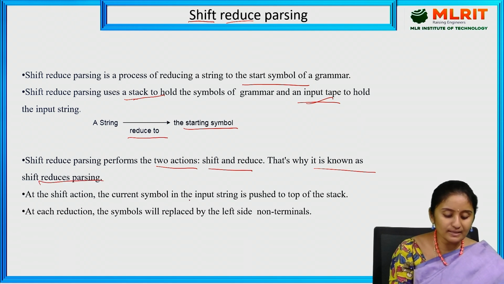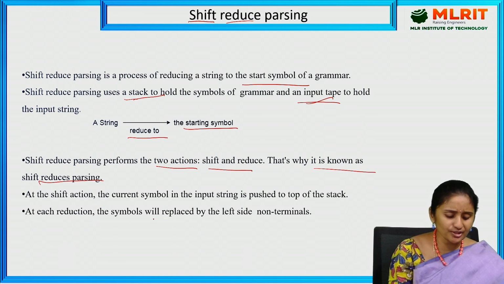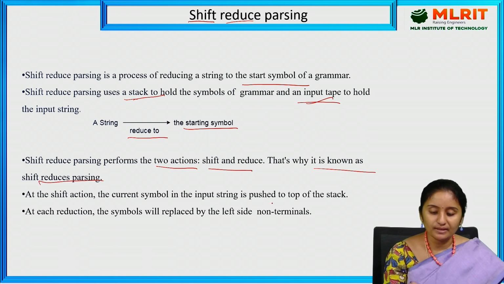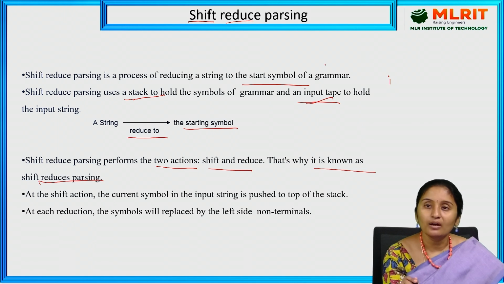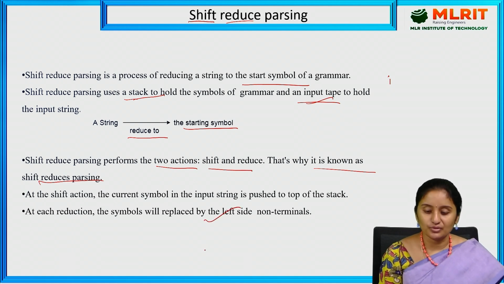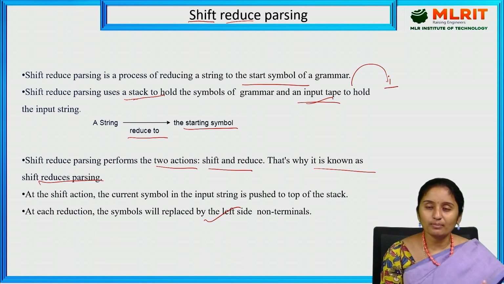At the shift, the current symbol in the input string is pushed onto the top of the stack. At each reduction, the handle is replaced by the left side non-terminal. If I find a substring that matches a production in the given grammar, I replace it with the left side non-terminal. That is reduce. Shift is moving the symbol to the stack.